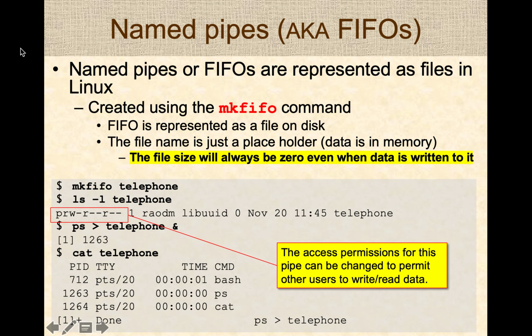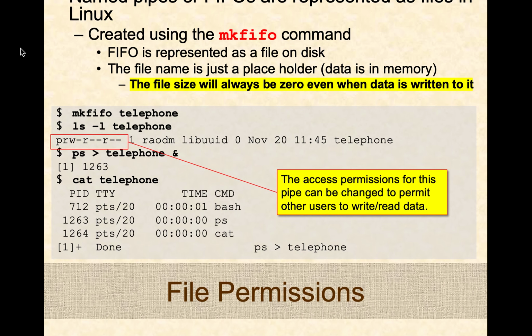One of the other advantages of FIFOs is that you can also permit multiple users to read or write data to your FIFO. And this can be accomplished by managing the access permissions for the pipe that was created. So we are going to take a short look at how file permissions operate in Linux so that we can share the FIFO between multiple users on the system.